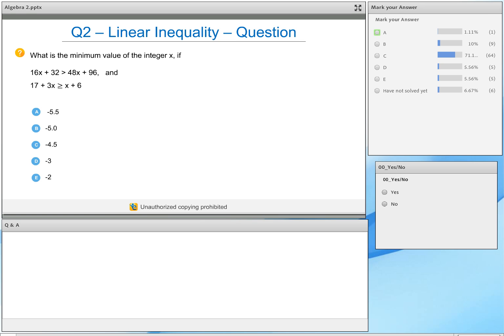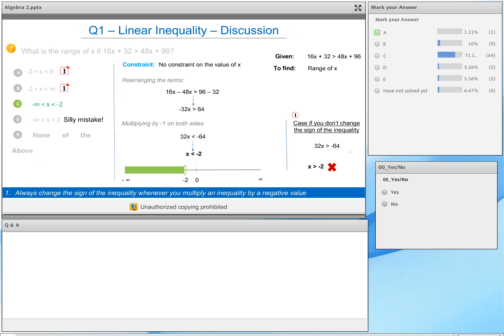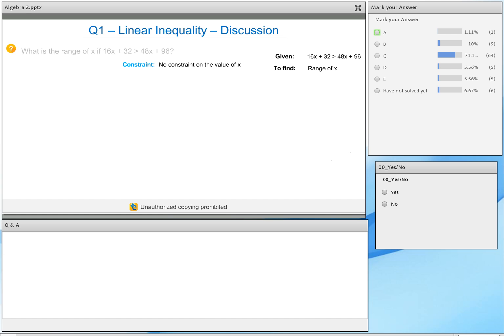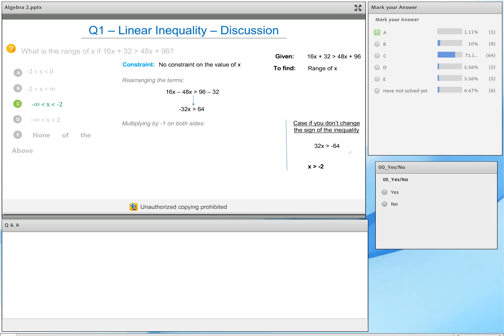Now in question number 2, I have a system of two linear inequalities. The first linear inequality is the same as the previous one, so you can take the solution from your previous question, that is x is less than minus 2 is the solution for the first linear inequality. You obviously need to solve the second linear inequality there. So that's a clue for you. And I'm going to take away the polls here. Can you please click on have not solved yet?